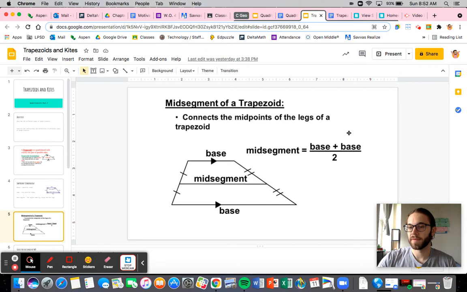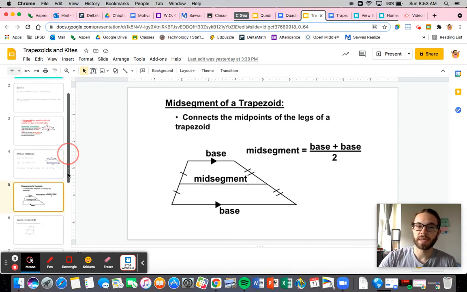One important piece of information about trapezoids is that they have something called a midsegment, which connects the midpoints of the legs. And it has a special property. The length of the midsegment is equal to half of the sum of the two bases. So I add the two bases' lengths together, divide by 2, and I get the midsegment. So just like the triangle midsegment theorem.